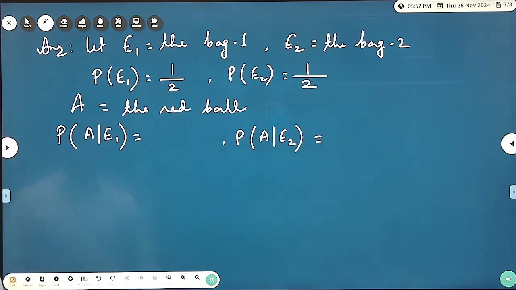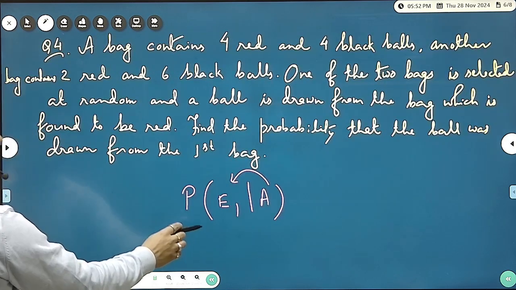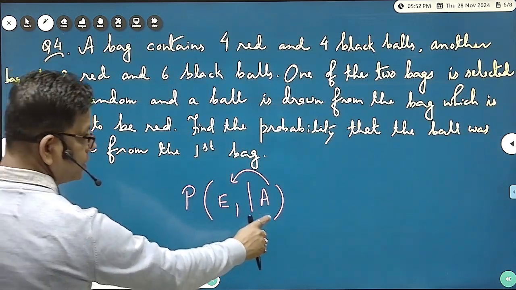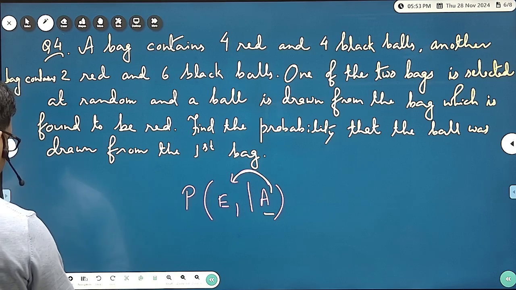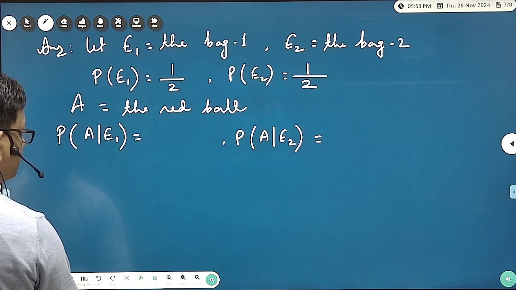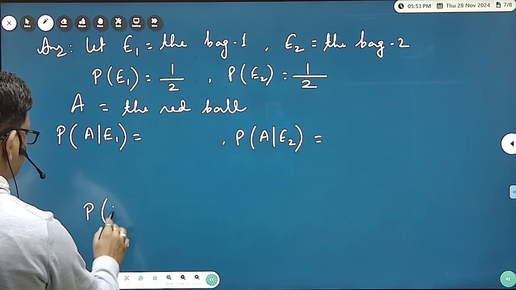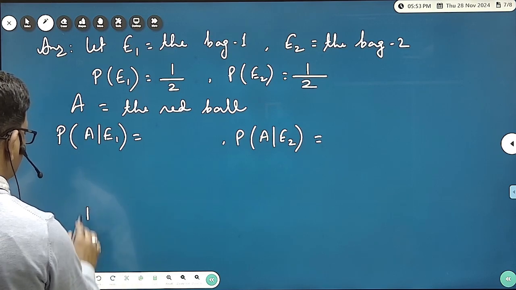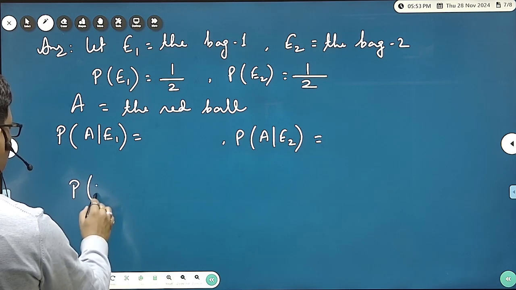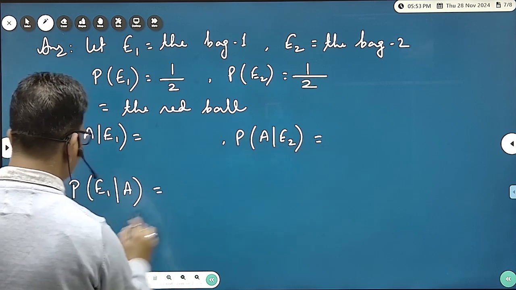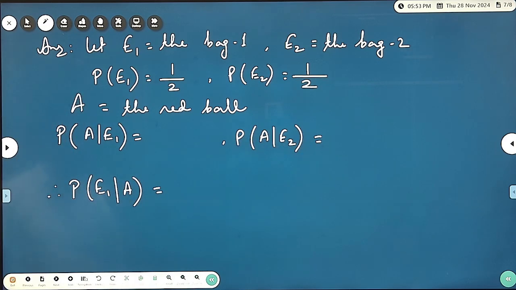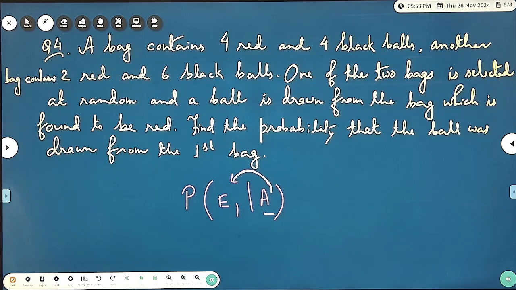And then, as I said here in the example, what you have to find out? P of E1 condition to A. Why? The red ball is from bag 1. So our aim is to get P of E1 condition to A. Now, before I explain these terms, let me write how this formula works. I repeat again, your aim is to get P of E1 condition to A. That means getting the red ball from bag 1.